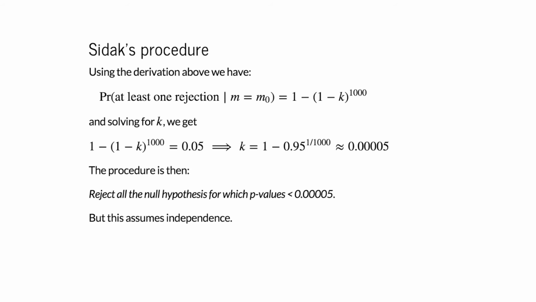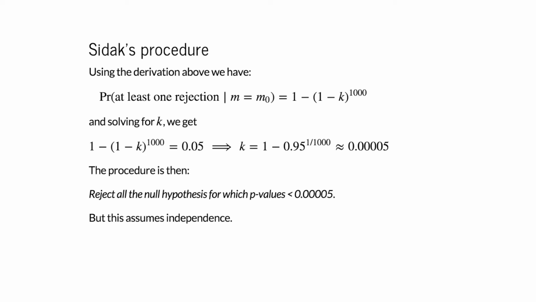So here's the general idea. Before we get to Bonferroni, I'll explain Sidak's procedure, which is similar. And basically, you can follow these equations. It's not that complicated. This is based on the derivations that we made in an earlier slide. And we can figure out what k needs to be so that we know that the probability of making at least one mistake under the case where all the nulls are true is 0.05. And in this particular case where we have 1,000 tests, this k is 0.00005.